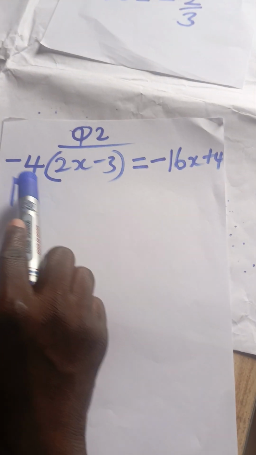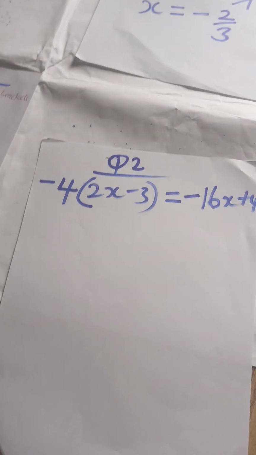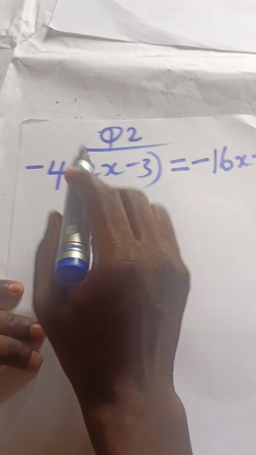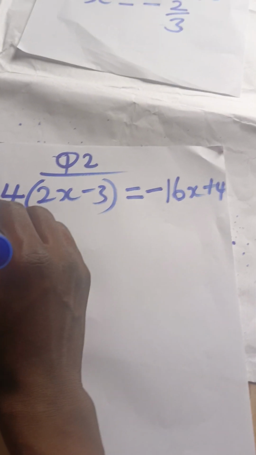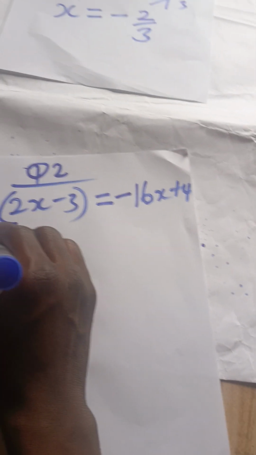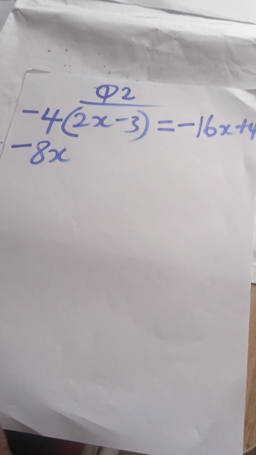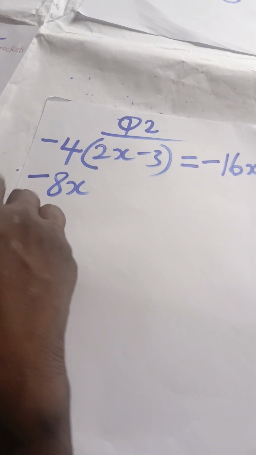Please take note, whenever there's a negative number outside the bracket, please be cautious. Okay, so we have negative 4 times 2. Negative 4 times 2 is going to give us negative 8. Then you add the x to 8. So that means negative 4 times positive 2x will give us negative 8x. I've already said that whenever you multiply a negative number by a positive number, our answer is going to be negative. And vice versa.